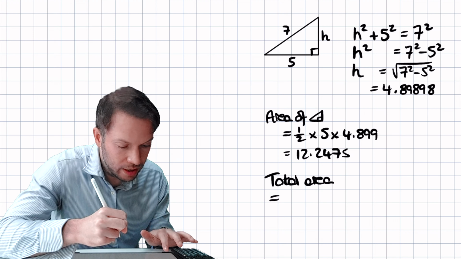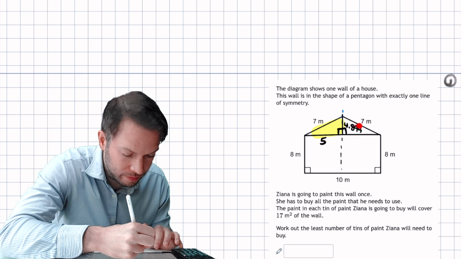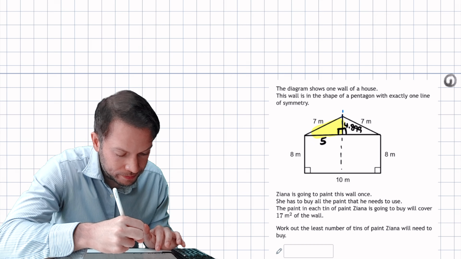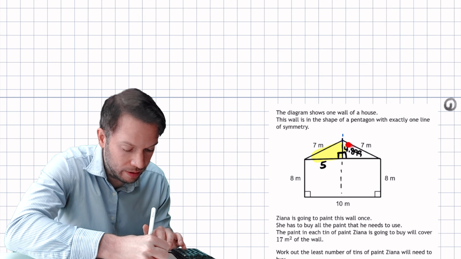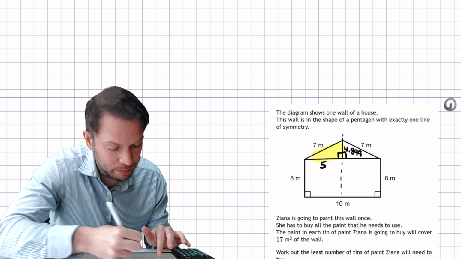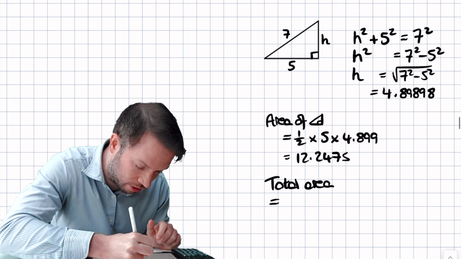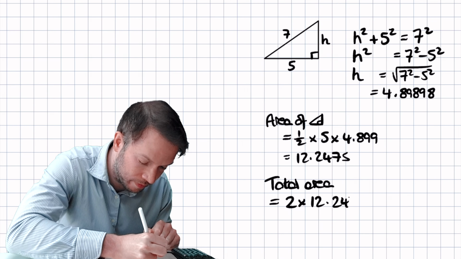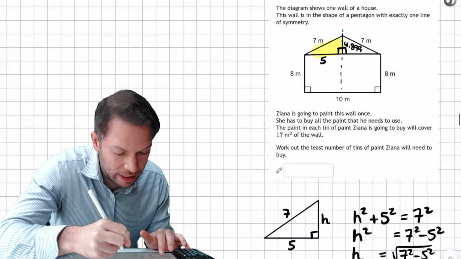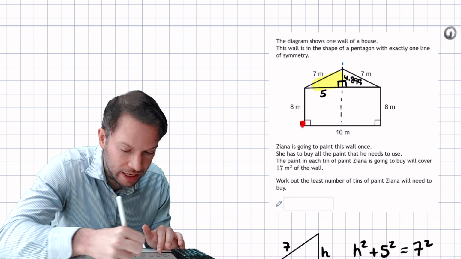So the total area is going to be 2 lots of that triangle, because we can see both these triangles are the same, plus the area of the rectangle. And what we could have done, we could have just done that as one big triangle, to be honest, but now I've worked out this area, let's just do 2 times that. So we're going to do 2 lots of the 12.2475 plus the area of the rectangle, which is just width times length, so 10 times 8 is 80.